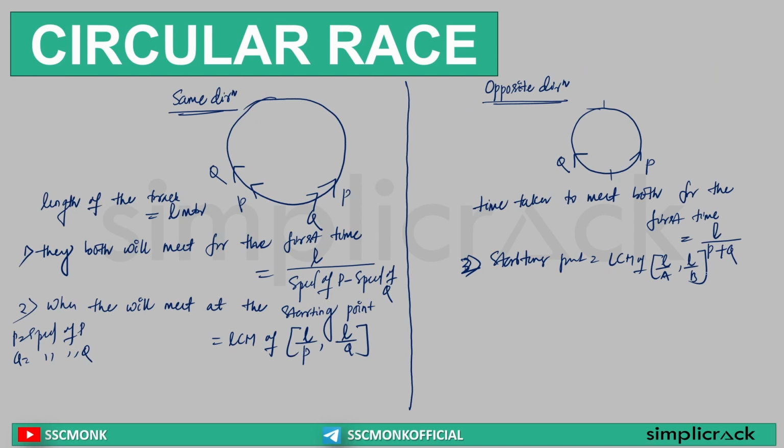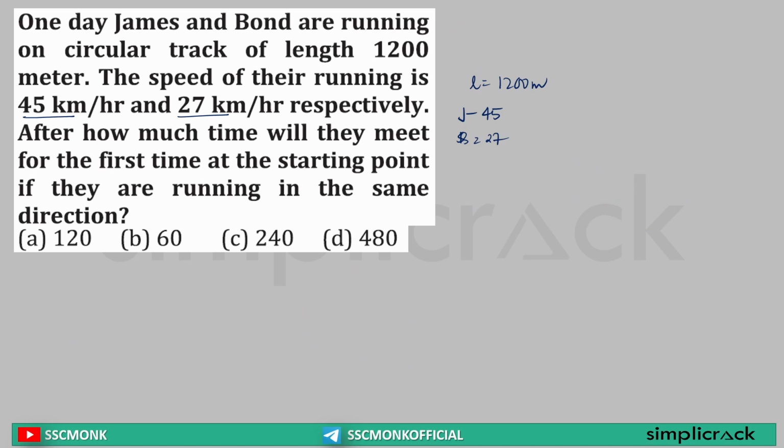They will meet at the starting point after the LCM of L by A and L by B. But here all units should be the same, that is, all should be in meters per second. 45 kilometers per hour can be written as 45 into 5 by 18. 9 twos are 18, 9 fives are 45, so 5 into 5 is 25 divided by 2. Now 27 can be written as 27 into 5 by 18. 9 twos are 18, 9 threes are 27, so 3 into 5 is 15 divided by 2.